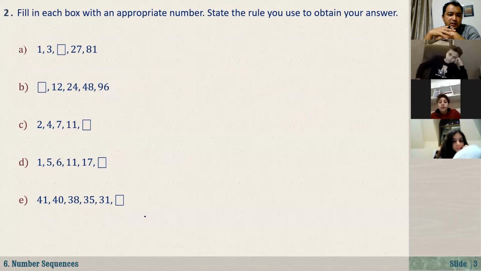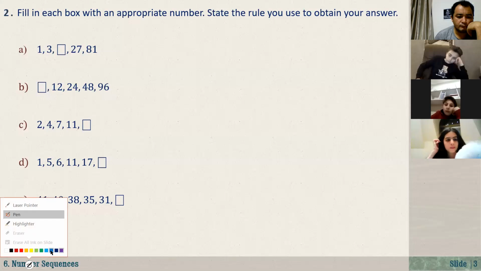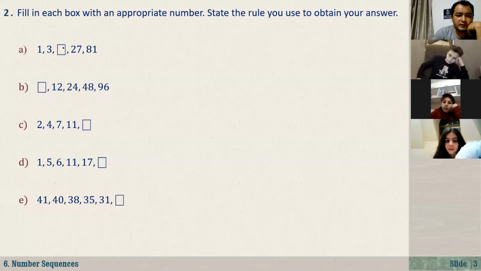Selin, read the question and do A, B. Fill in each box with an appropriate number. State the rule you use and update your answer. Okay. 1, 3, I think multiply by 3. So it will be 9. It will be right? 9, and 9 multiplied by 9. Okay, how about question B?